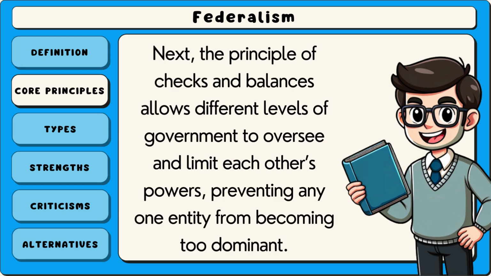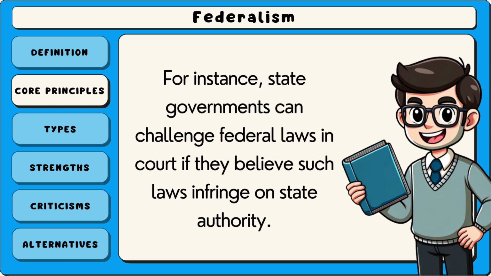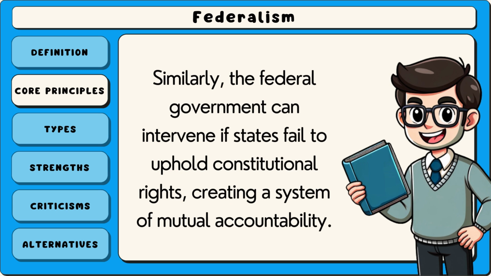Next, the principle of checks and balances allows different levels of government to oversee and limit each other's powers, preventing any one entity from becoming too dominant. For instance, state governments can challenge federal laws in court if they believe such laws infringe on state authority. Similarly, the federal government can intervene if states fail to uphold constitutional rights, creating a system of mutual accountability.